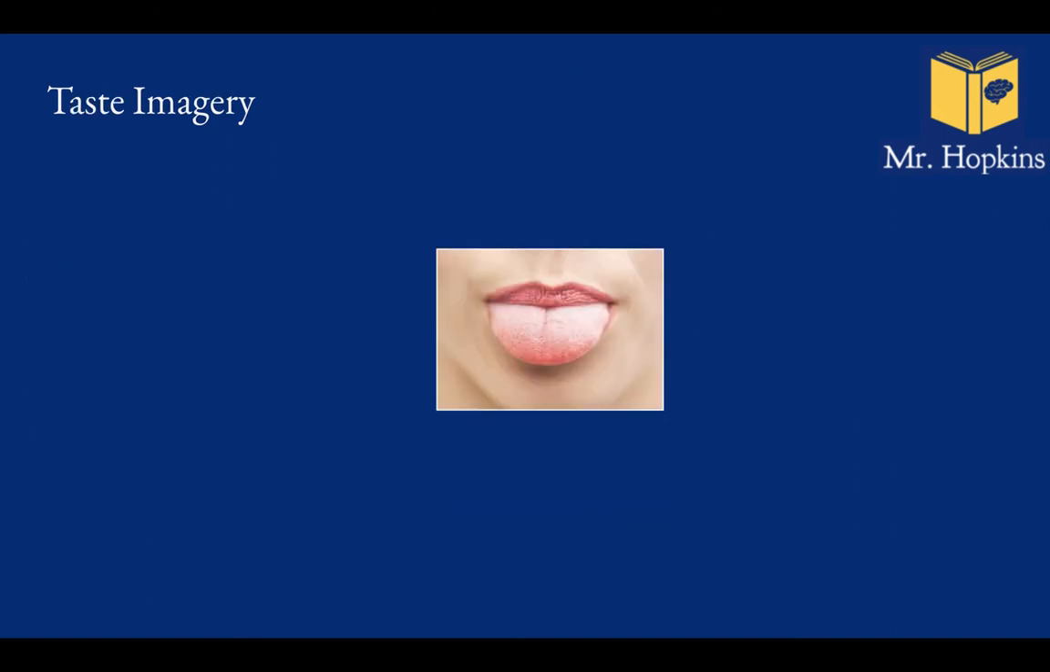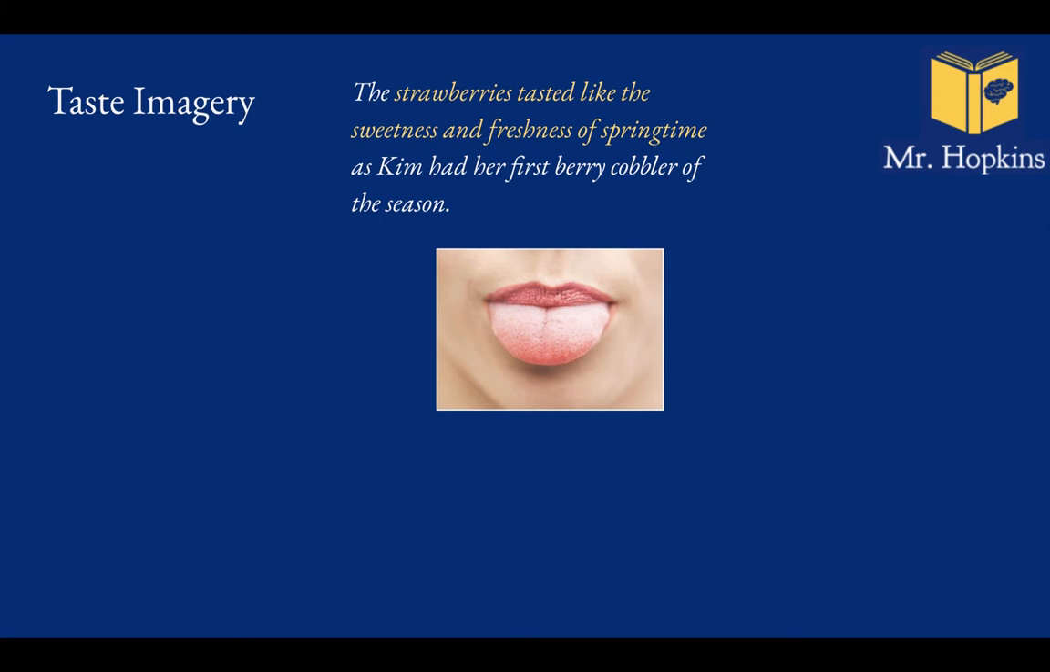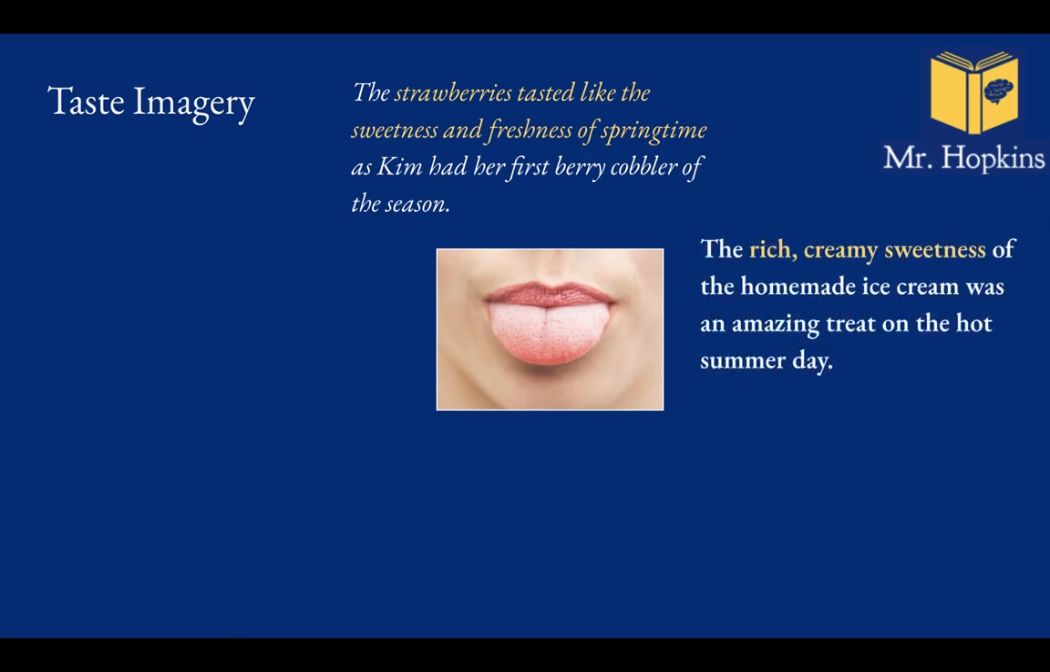The next is taste. The strawberries tasted like the sweetness and freshness of springtime, as Kim had her first berry cobbler of the season. So they're comparing the taste to a time of year. Now, that's going to have a big connection with many readers as they think of themselves at that time of year and the foods that they might eat. The next example: the rich, creamy sweetness of the homemade ice cream was an amazing treat on a hot summer day. Really allows you to taste that ice cream.